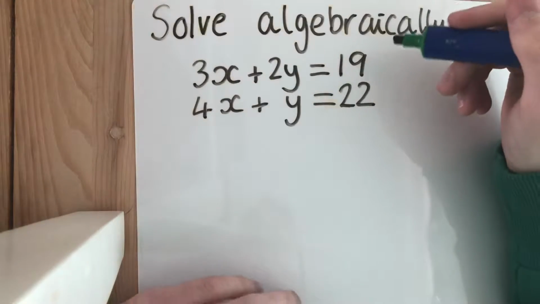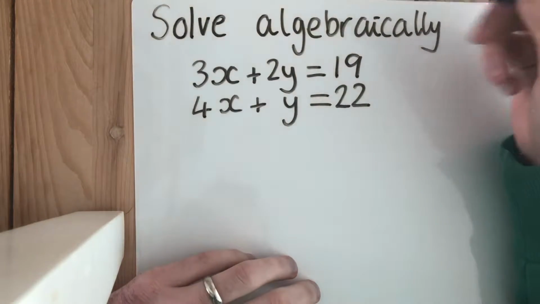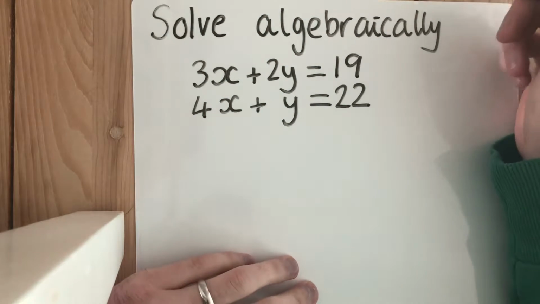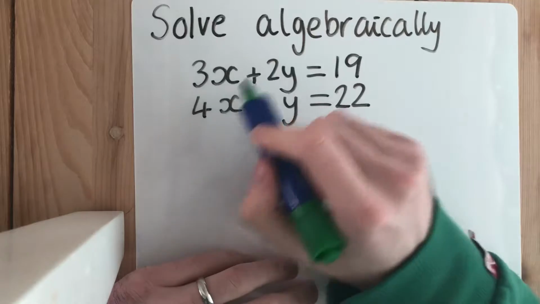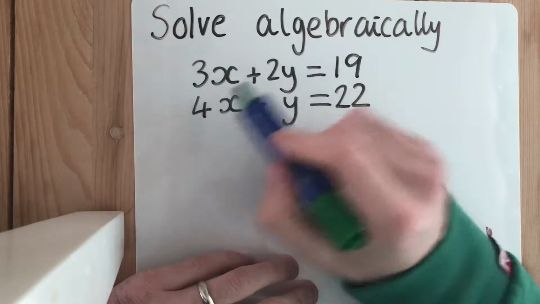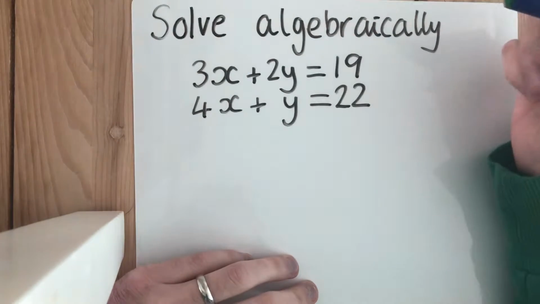So for a simultaneous equations question, you will always be asked to solve it algebraically. It wants you to show a full method. Now, the first thing I need to look out for is my x's and y's and the numerical values that are in front of them. I'm looking to see if any are the same. And at the moment, they're not the same.